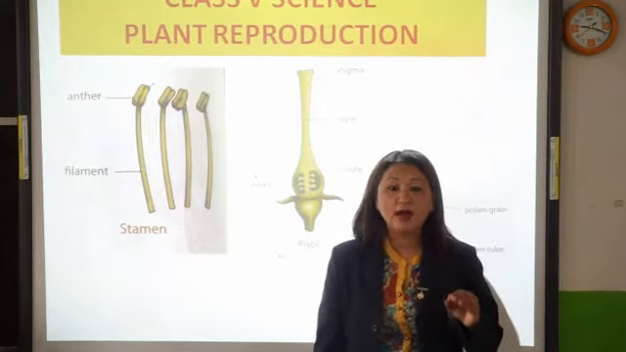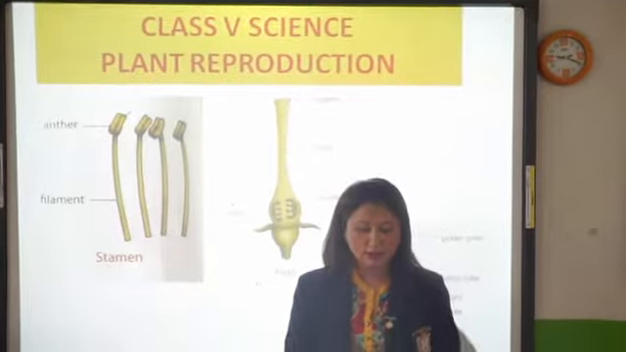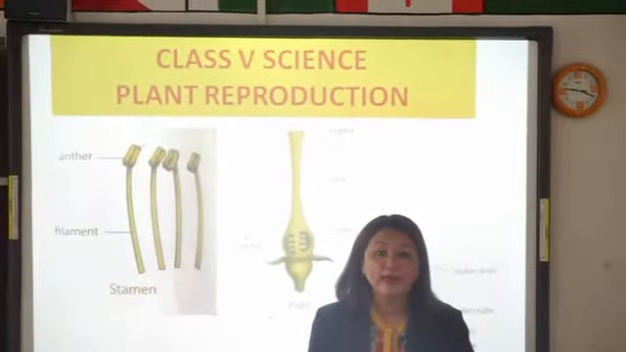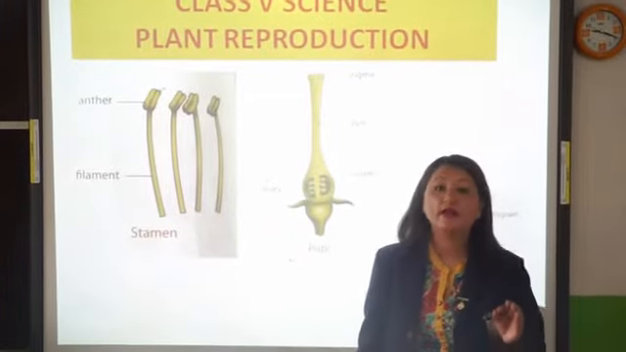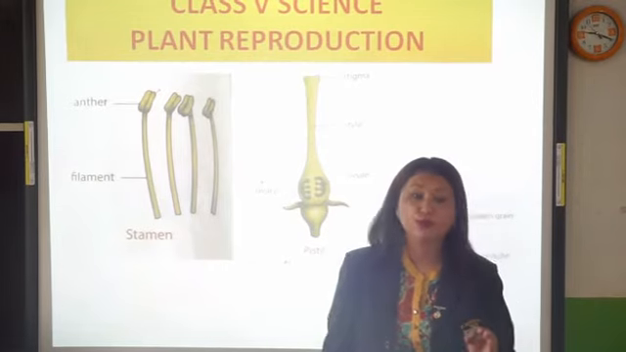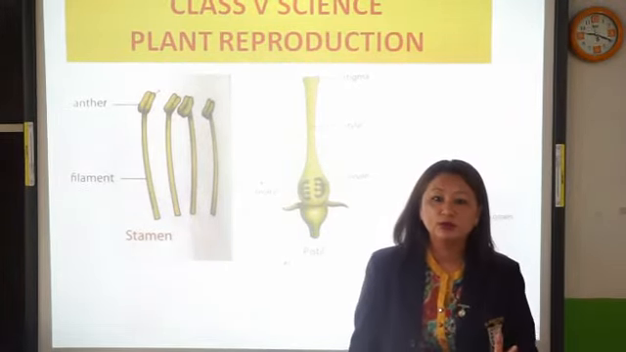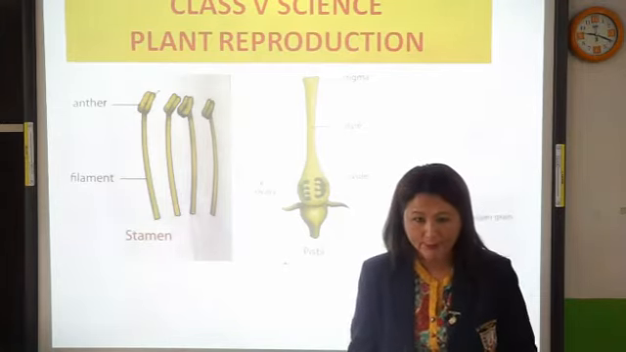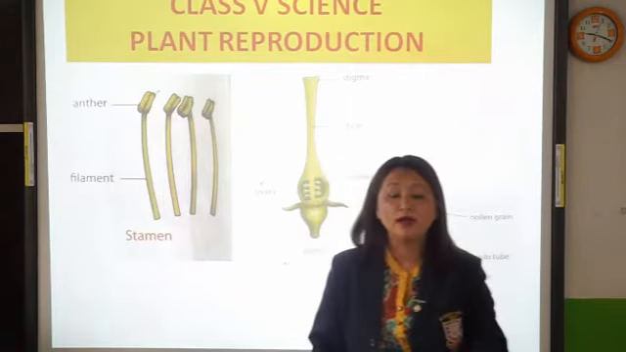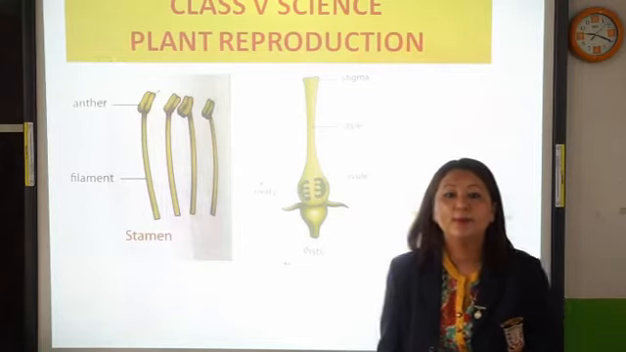So, reproduction is the process by which living organisms produce new individuals of their kind. Plants reproduce through seeds, leaves, roots and stem. Now, let us talk about sexual reproduction in plants.